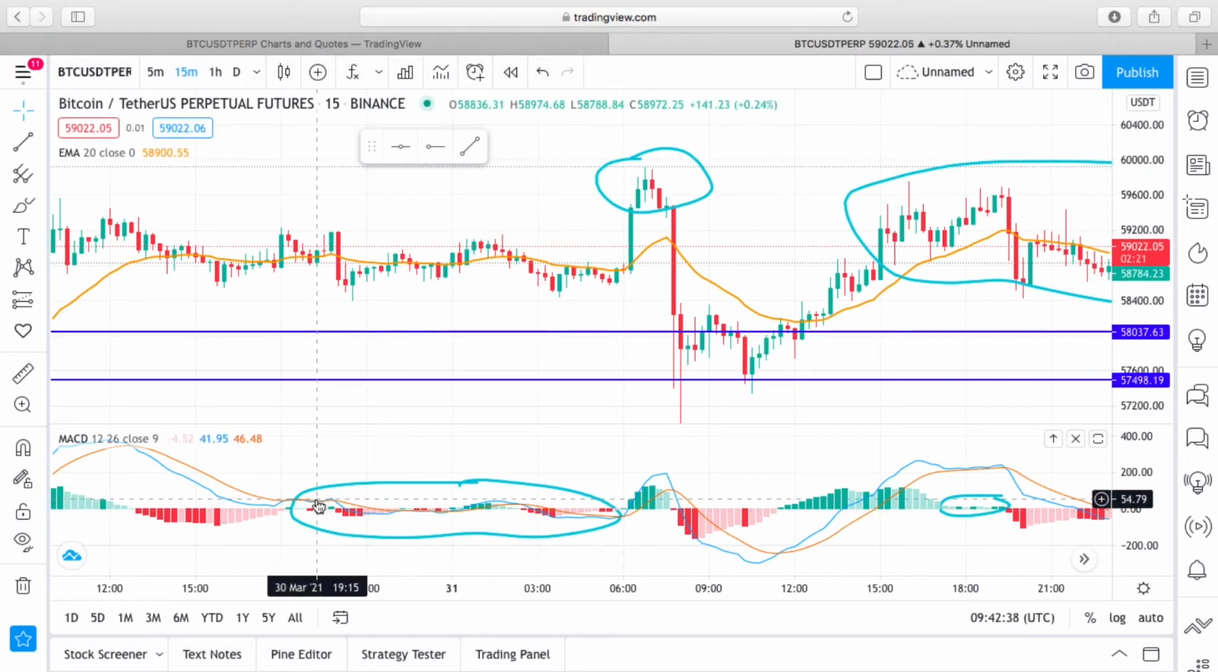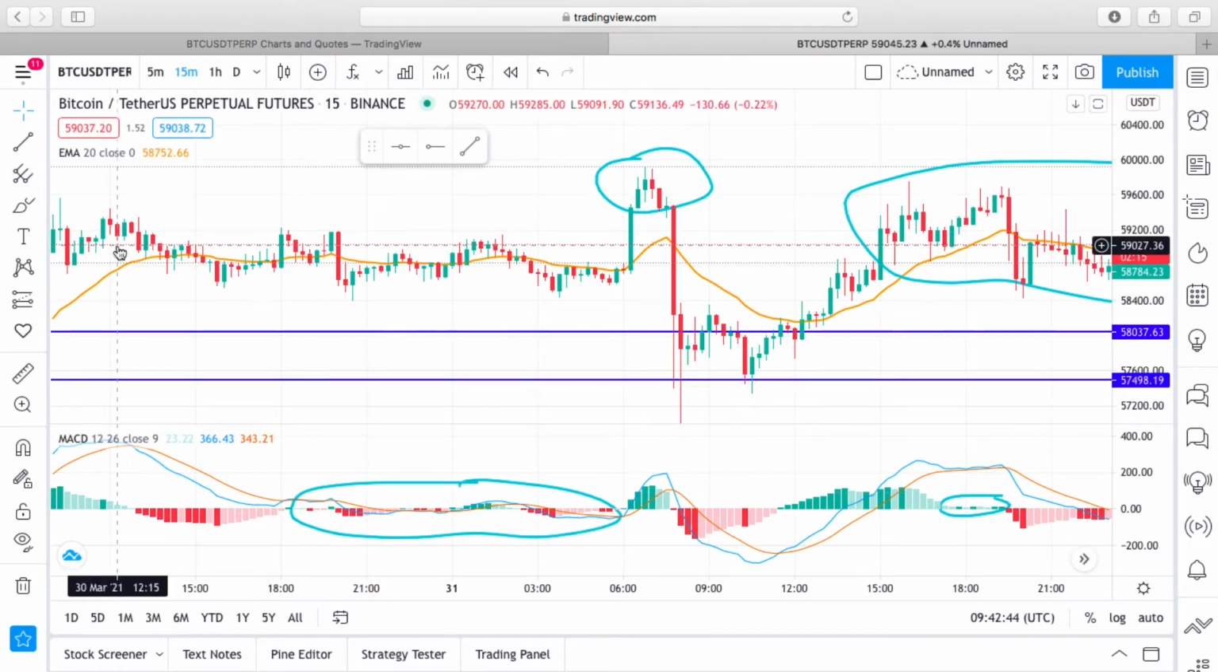So this is what you should do. This is very important. Very important. So now you have to draw a support and a resistance. I already have mine here, my support and resistance.